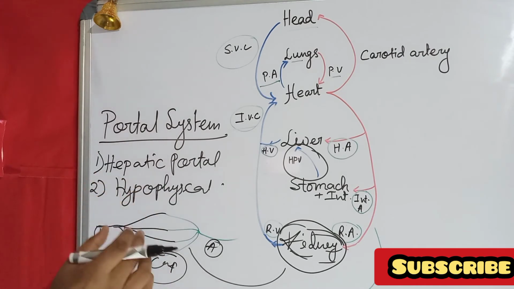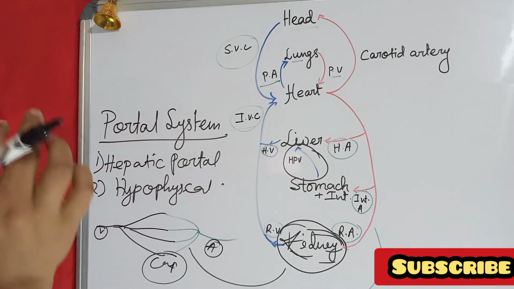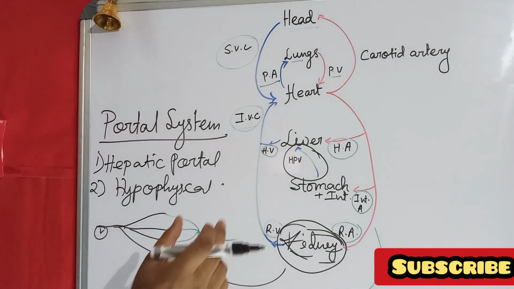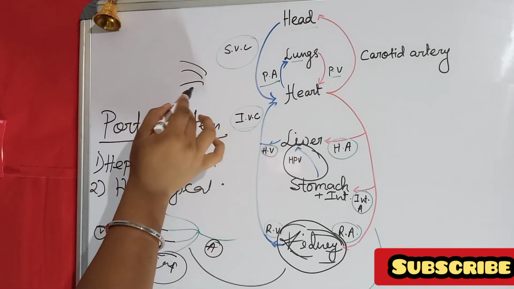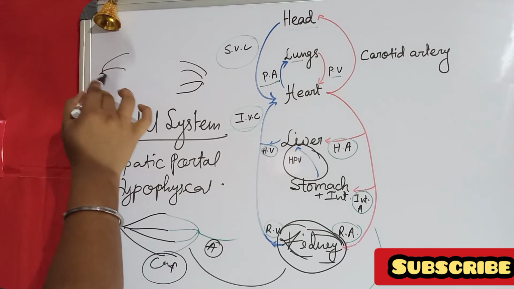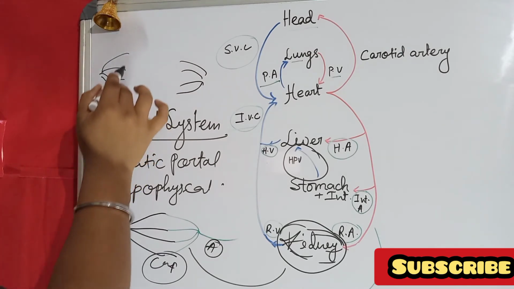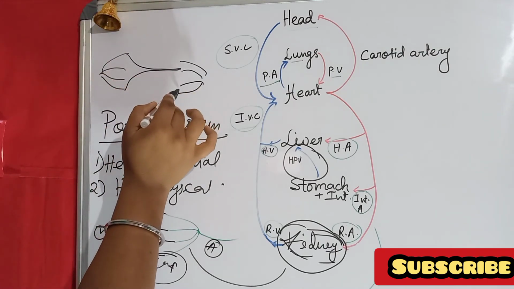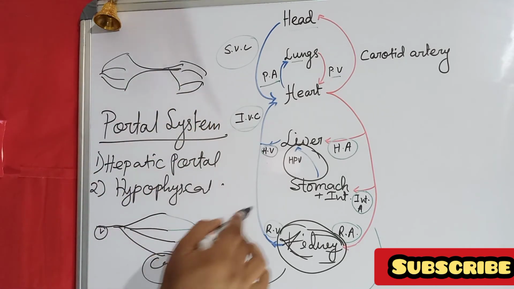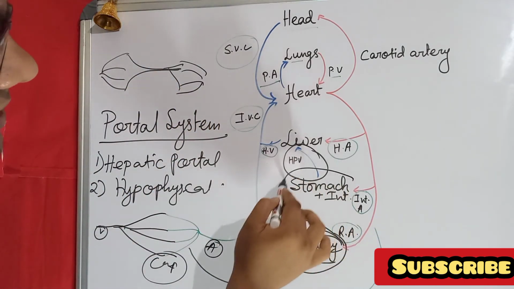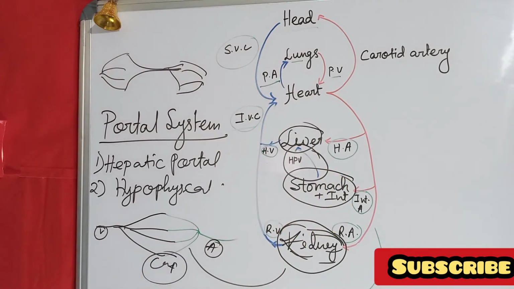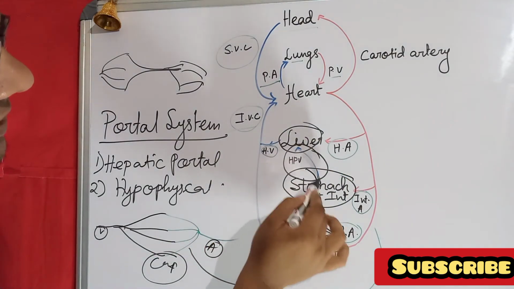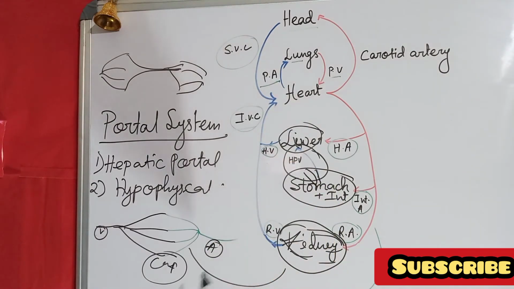Now the system where the vein starts with a capillary and ends with a capillary is called portal system. That's what happens here. This originates from the stomach and completes within the liver. Okay, that's why it starts within capillary and ends within capillary.